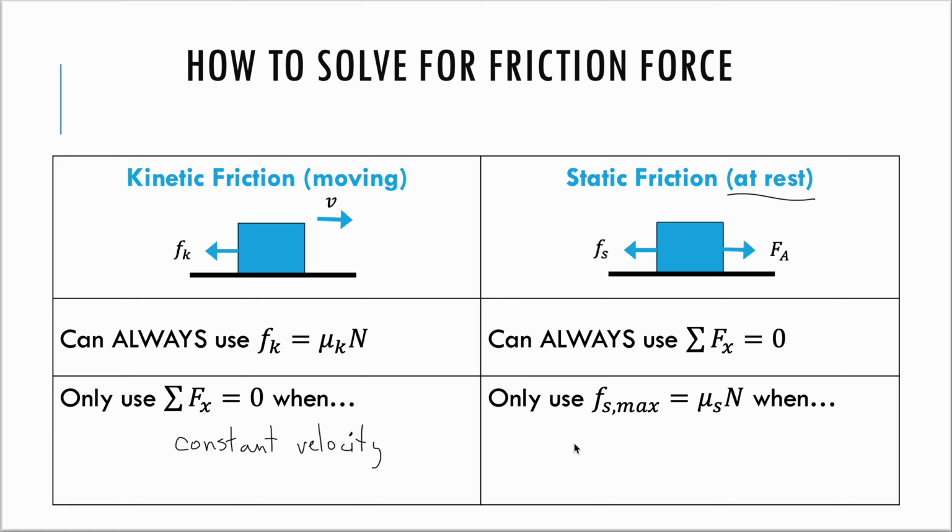We can only use this when there's some indication that we're on the verge of slipping. That means that there's some indication in the problem that the object is about to move. In that case, we are able to use this equation if it's helpful to us.